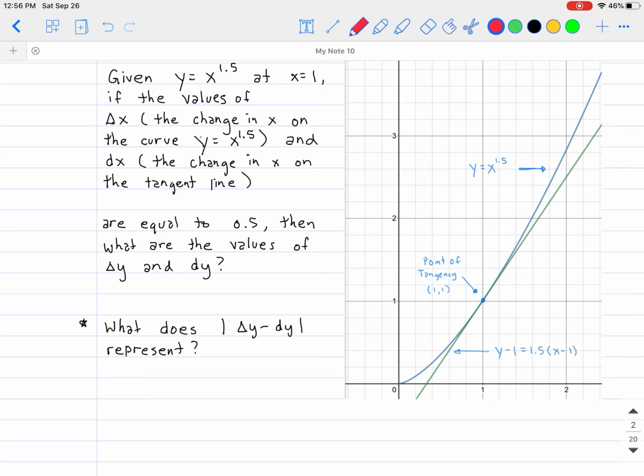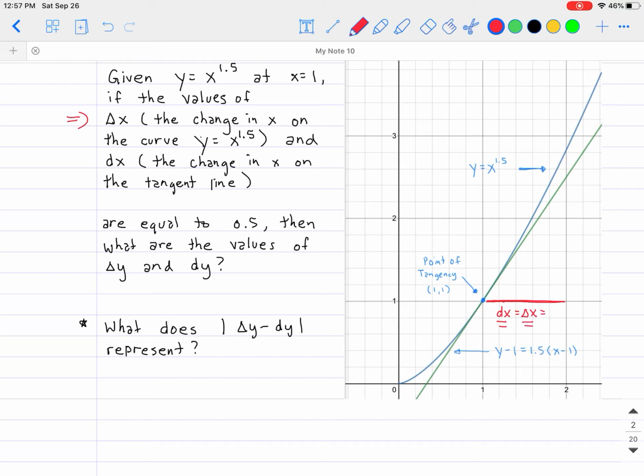Now, here we basically said, okay, I want to use this linearization, or this equation of the tangent line, to estimate certain values. In this scenario, what I'm telling you is that the change of x is going to be equal to 0.5 for both cases. So in this picture, if you can visualize it, I'm going to try to draw it for you right here. This right here, the change of x, which we denote as dx, and also delta x, right?